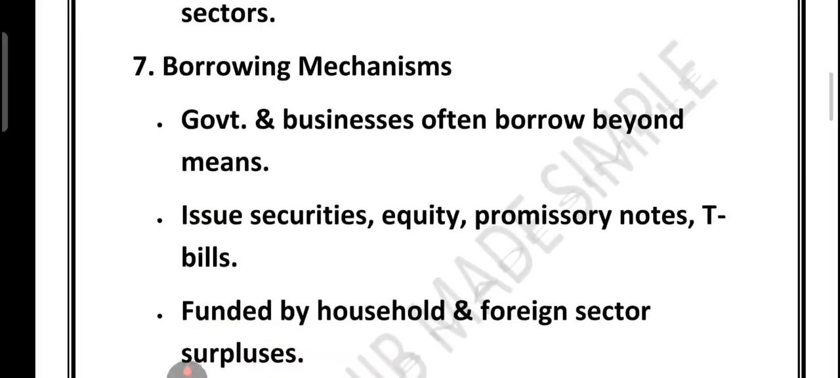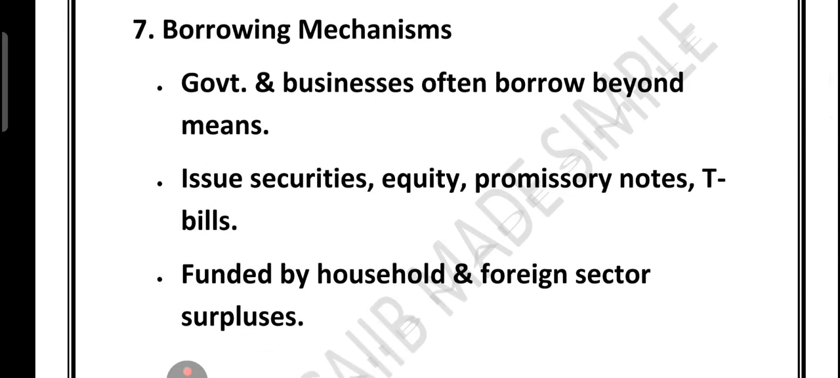If you look at the borrowing mechanism, government and business often borrow beyond current means. Instruments which they use are securities, equity shares, promissory notes, treasury bills. These are the instruments being used, and they are financed by household saving and foreign sector surplus.